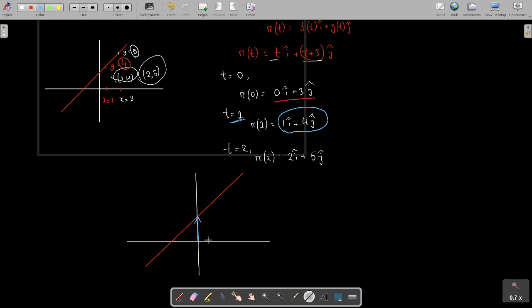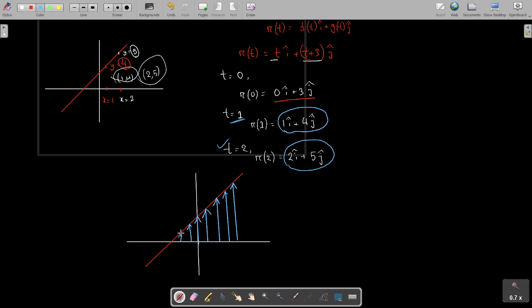will look like this, 1 plus 4j. If we put t equal to 2, then we are getting 2i plus 5j, and this is simply some kind of vector that looks like this. Now if you put t equal to 3, you will get a vector like this, and if you put t equal to 4, you will get some kind of vector like this. If we put t equal to -1, we get some vector like this.